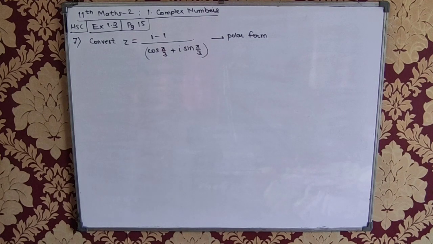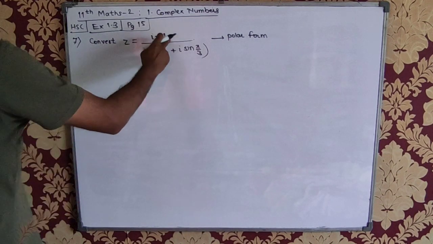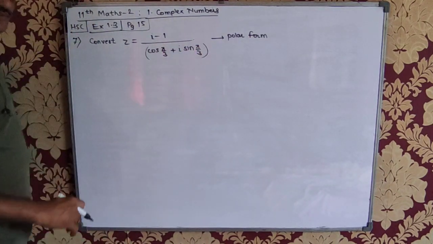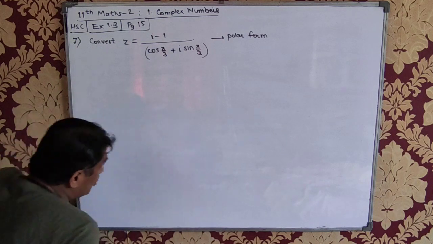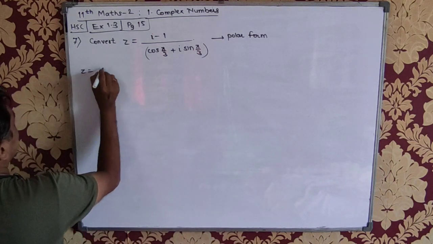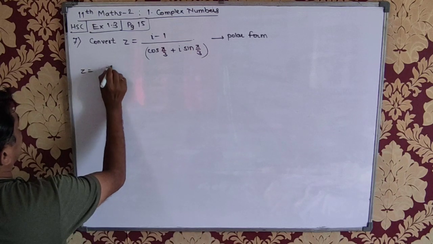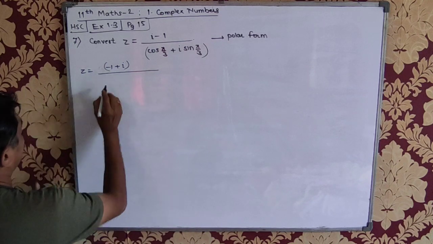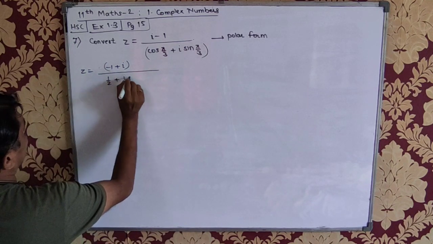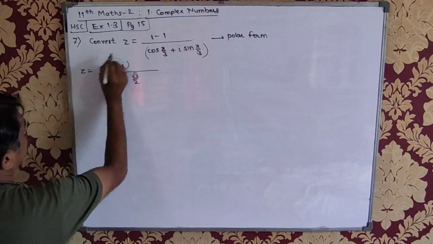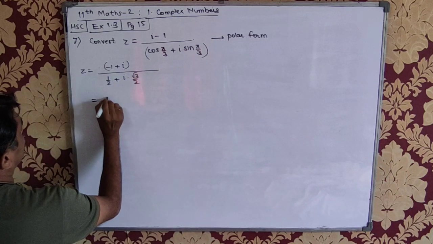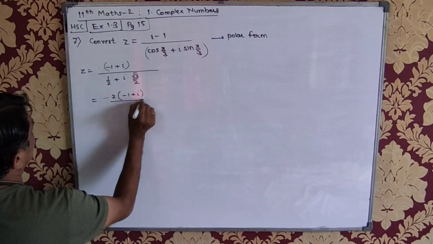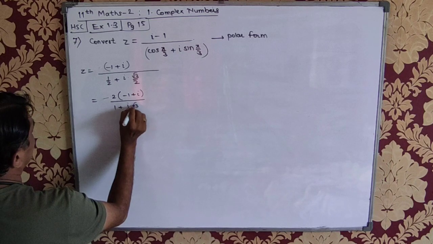Question number 7. Convert Z is equal to i minus 1 upon cos of pi by 3 plus i sin pi by 3 into the polar form. First of all, let's convert this into Cartesian form. It will become Z is equal to minus 1 plus i upon cos of pi by 3, cos 60 degree is half, plus i times sin pi by 3, which is root 3 by 2. The 2 will go up, so 2 comes out, minus 1 plus i upon 1 plus i root 3.